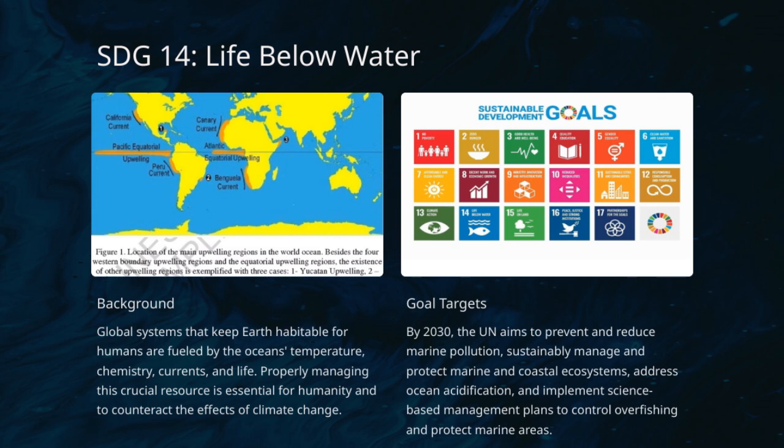All of these efforts are interconnected because our global systems, those that keep Earth habitable, depend heavily on the ocean's health. The oceans regulate temperature, chemistry, currents, and support a vast diversity of life, all essential for climate stability and human well-being. Proper management of this invaluable resource isn't just about protecting nature, it's about securing our future and combating climate change. This background ties directly into SDG 14, Life Below Water, highlighting just how crucial it is to protect our oceans for both environmental and human health. By understanding and acting on these goals, we can help ensure a sustainable and thriving planet for generations to come.